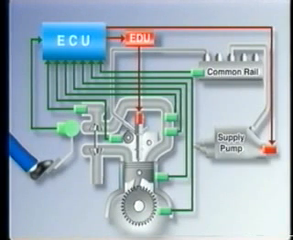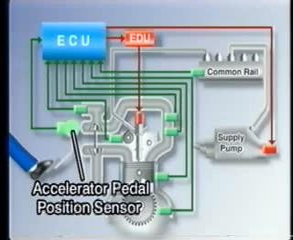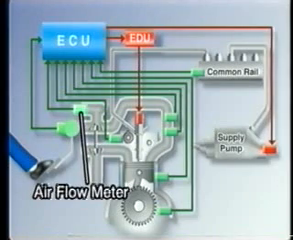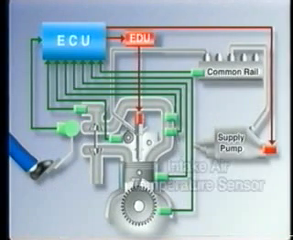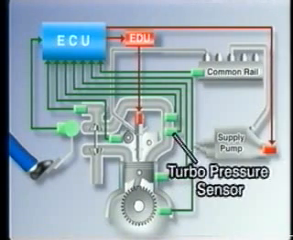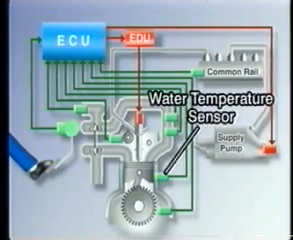Now, let's look at the system. Let's start with the sensors. Here's the accelerator pedal position sensor that detects the opening angle of the accelerator pedal. The airflow meter. The intake air temperature sensor. The turbo pressure sensor. The water temperature sensor.